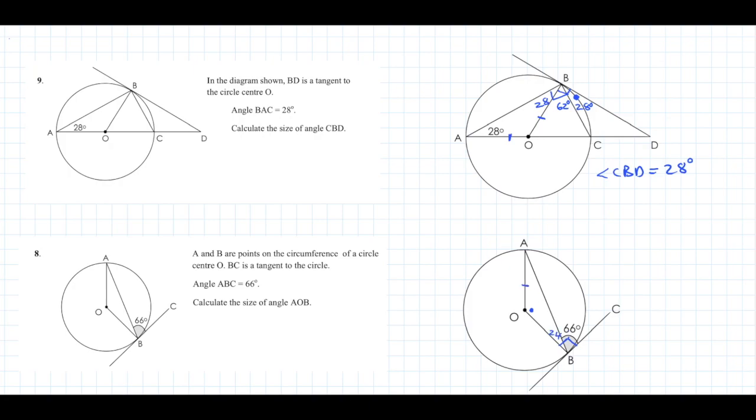Again, we've got an isosceles triangle. So if that's 24, this must be 24. 24 and 24 is 48. So it's 180 minus 48. That would be 132 degrees. So we were asked to work out angle AOB, which is equal to 132 degrees. These are very common questions, and it's just harnessing these facts that you have to know.